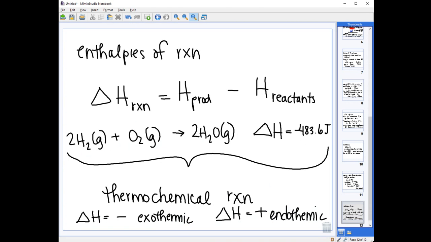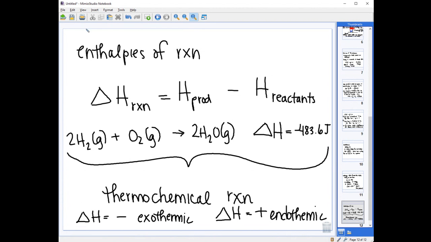So this reaction, when we combine hydrogen gas and oxygen gas to get steam, is going to give off heat. That's why the water there is a gas instead of a liquid, because we're dealing with steam instead of liquid water. So we're going to get these thermochemical reactions, and given a few pieces of information, we can calculate the enthalpies of reaction. Okay, now we're going to be given the information that we need to work these.